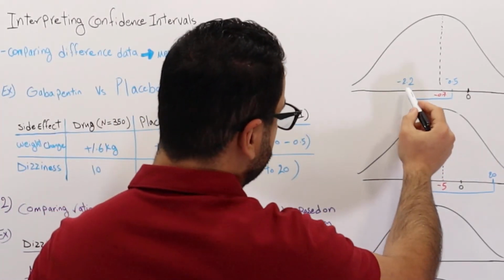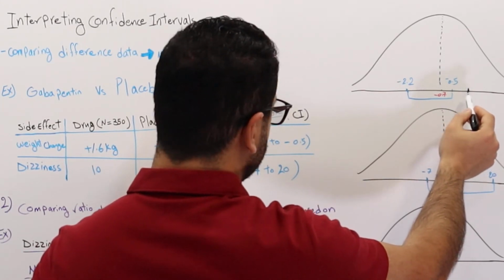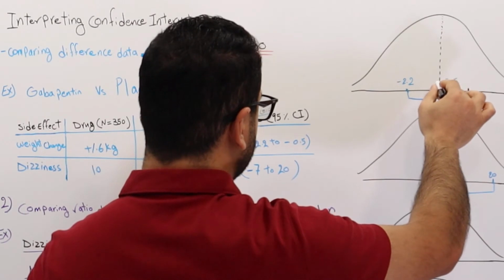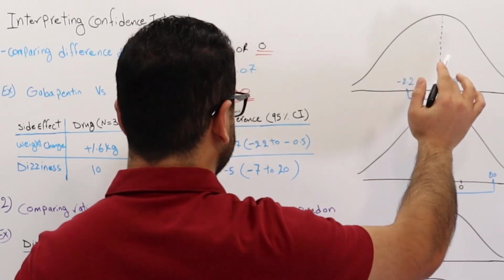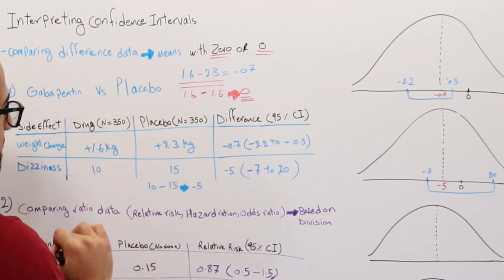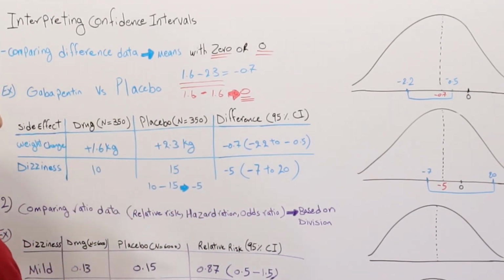However, there is a big difference because the 0 was not included in the range. So here we're going to reject the null hypothesis or accept the alternative hypothesis, which says there is a difference, and we can see there is a difference.